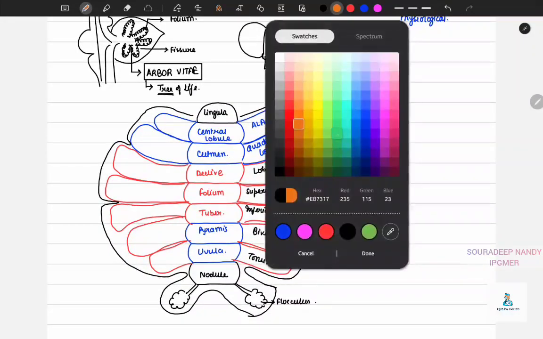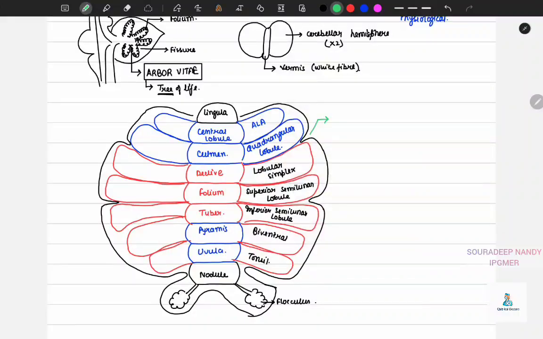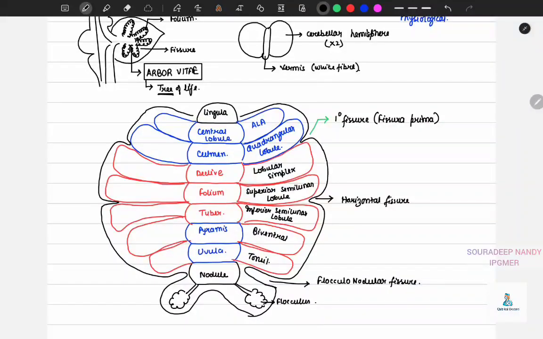Now this fissure is termed as the primary fissure or fissura prima. This fissure is termed as the horizontal fissure. It is not a very well defined fissure. And here this fissure is known as the flocculonodular fissure. So these fissures divide the anatomical lobes of the cerebellum.